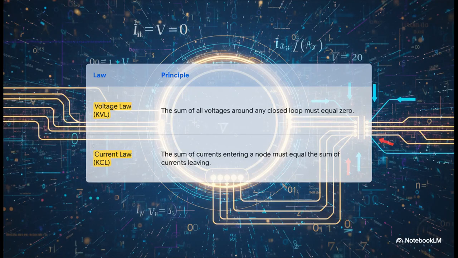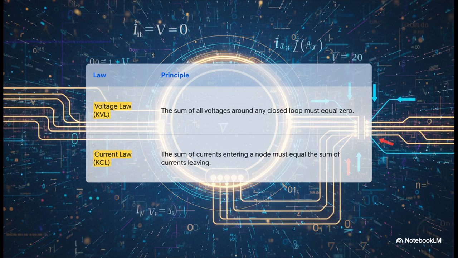But what happens when circuits get more complex, with multiple loops and intersections? That's where Kirchhoff's laws come in and save the day. His voltage law is all about conservation of energy. It says that for any closed loop in a circuit, all the voltage gains and drops have to cancel each other out. They have to sum to 0.